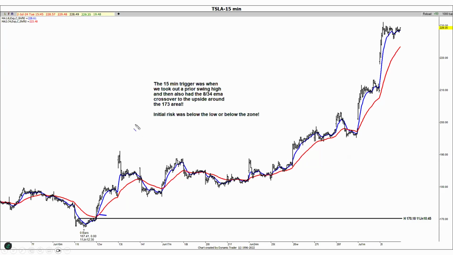But I also like more confirmation by seeing a pattern shift. What I mean by that is over here on the left, I see a pattern of lower lows and lower highs. So I'm basically looking for it to shift to potentially higher highs and higher lows. When it took out this prior swing high, that was the beginning of a new pattern of higher highs and higher lows. So when both of those things occur, you take the trade.